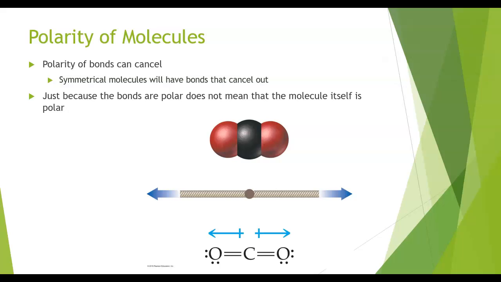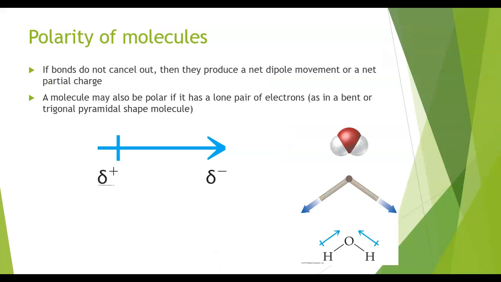And so this would interact differently. So even though each of the atoms has a little bit of a partial charge, the molecule as a whole is not considered to be charged. If the bonds don't cancel out, then they produce a net dipole moment or a net partial charge. And like I said, a molecule might also be polar if it has a lone pair of electrons. So we represent this dipole moment and the partial charge with this arrow. And so you can see the positive and then it goes to negative. It's showing which way the electrons are going. And so we would use this little symbol here to represent partial positive and partial negative.